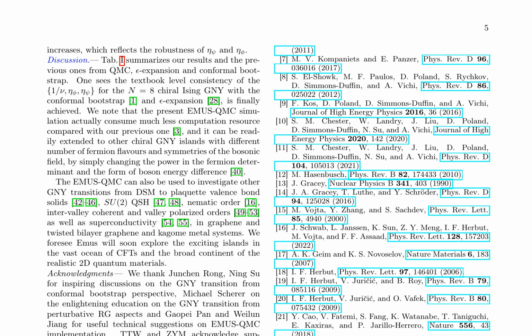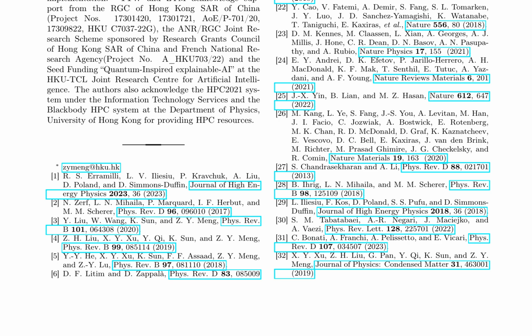The results demonstrate robustness of the critical exponents with increasing system size, consistent with conformal bootstrap and epsilon-expansion predictions. The EMUS QMC method combines momentum space QMC with ultrasize scaling analysis, enabling efficient simulations that consume fewer computational resources than previous studies. The authors report critical exponents that exhibit textbook-level consistency with previous QMC, epsilon-expansion, and conformal bootstrap results.